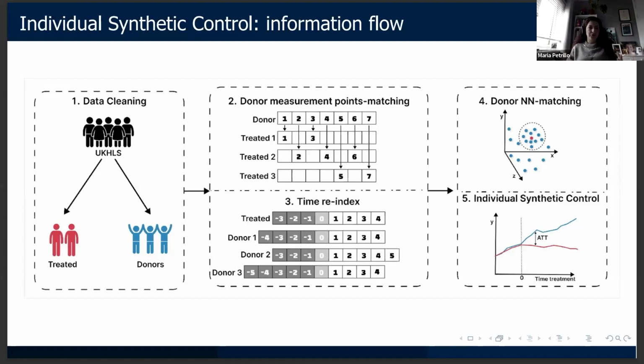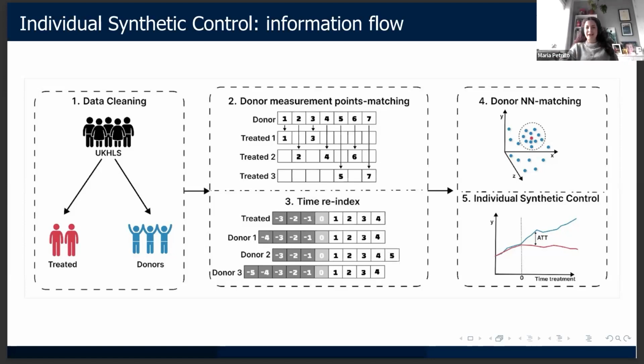Finally, we have stage 4, which is the donors' nearest neighbor matching. So once we have all the donors reindexed, we are going to select only those who are close to the treatment in the covariate space using a nearest neighbor approach. Once we have this small panel of donors that are close enough in terms of covariate space to the treated unit, we run our individual synthetic control.